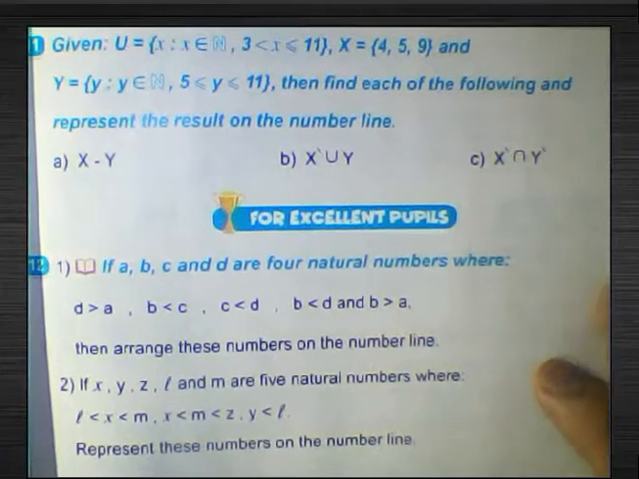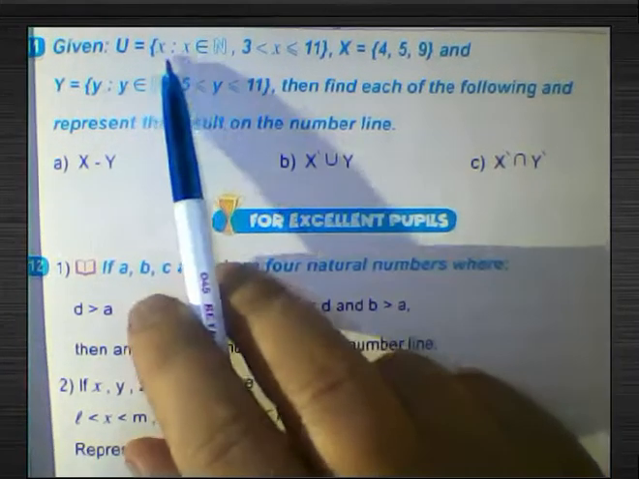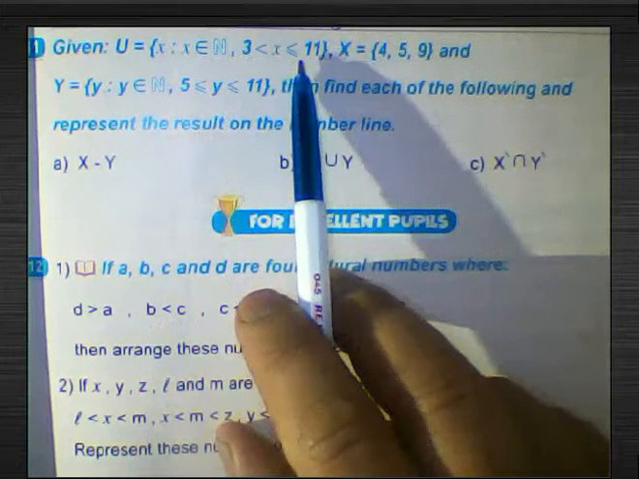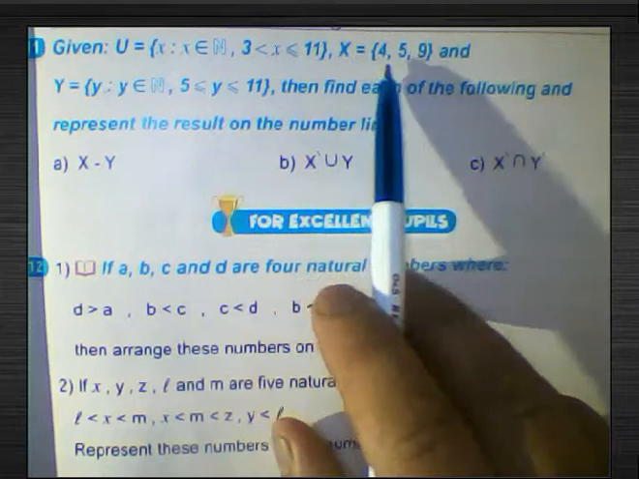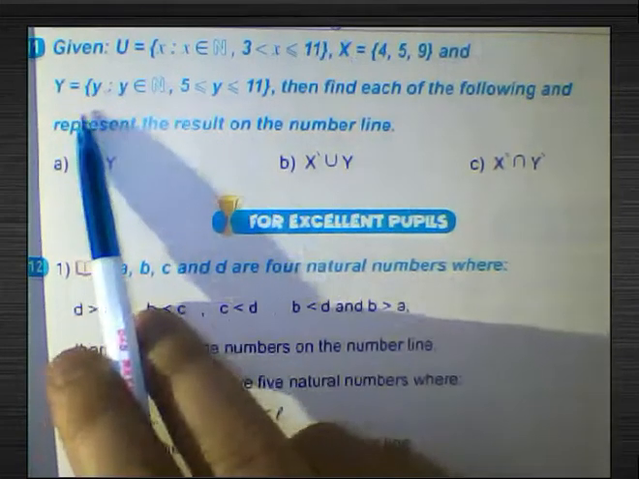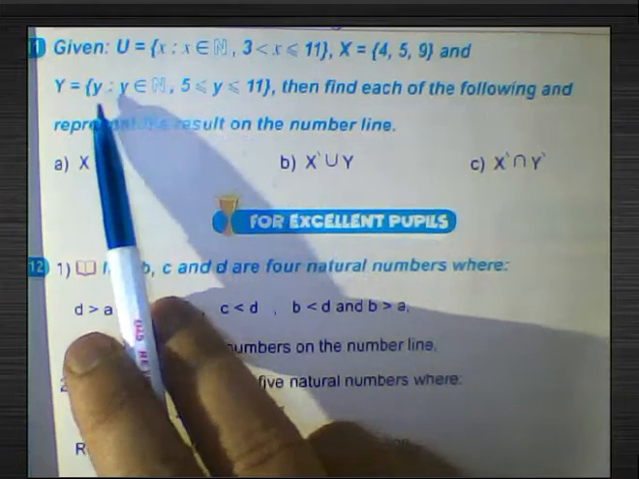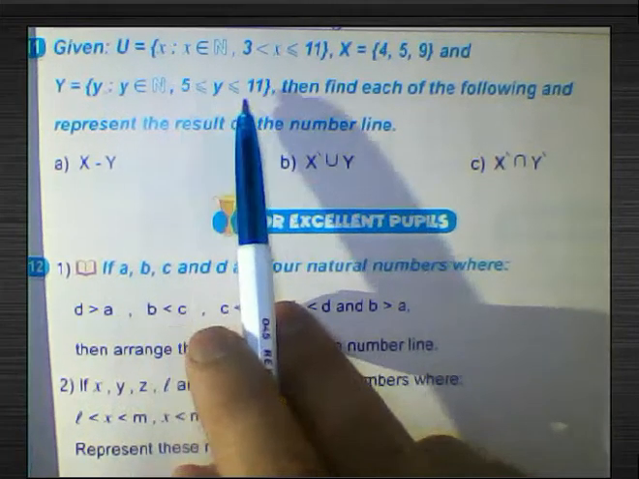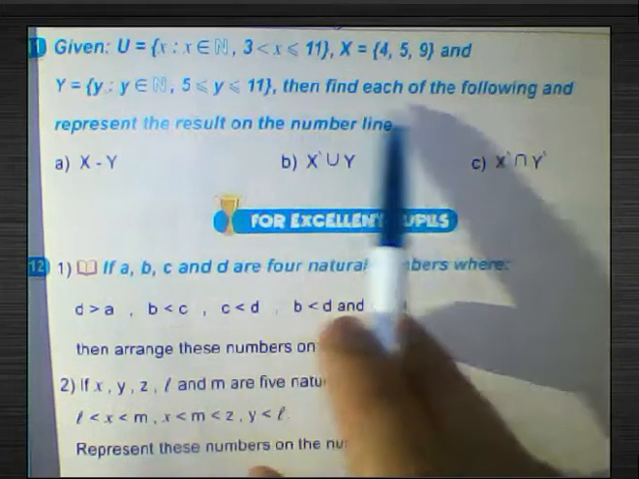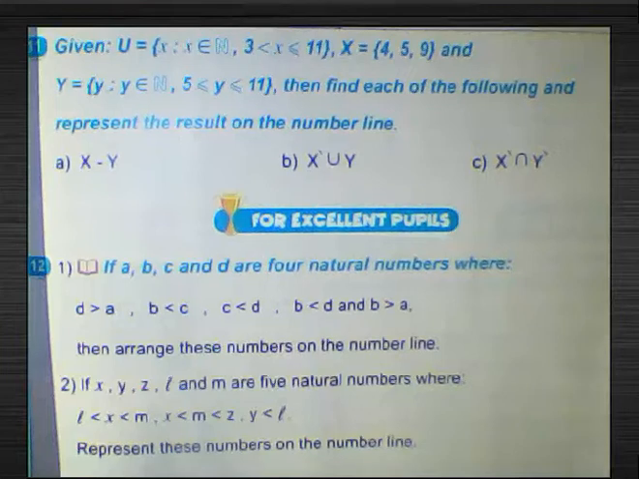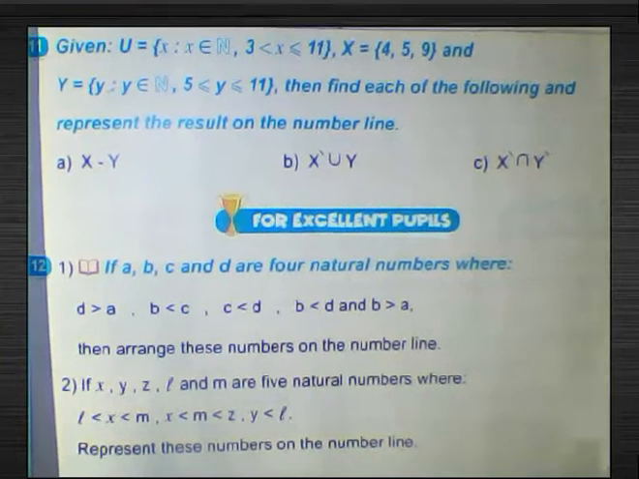Question 11. Given X equals the set of x such that x belongs to N, x is more than 3 and less than or equal to 11, and Y equals the set of y such that y belongs to N, y is more than or equal to 5 and less than or equal to 11. Then find each of the following and represent the result on the number line. Okay, we can solve it.